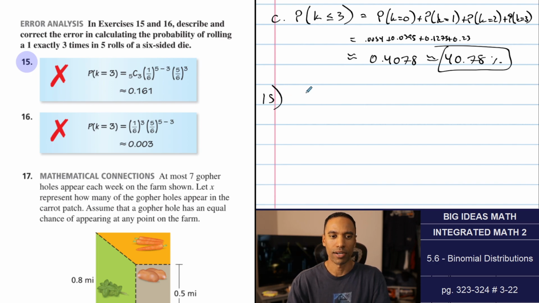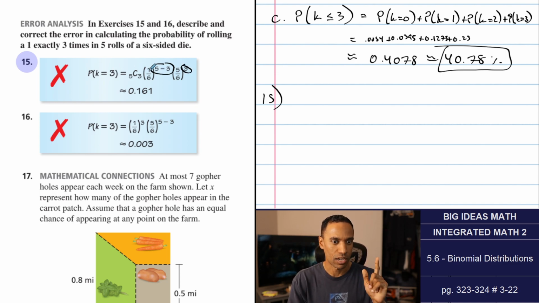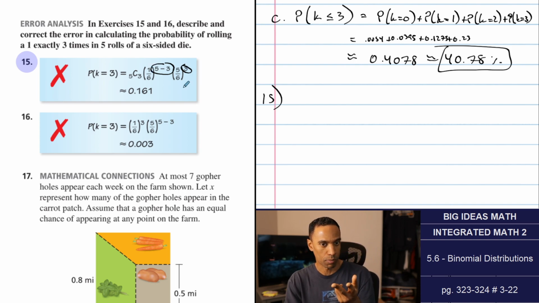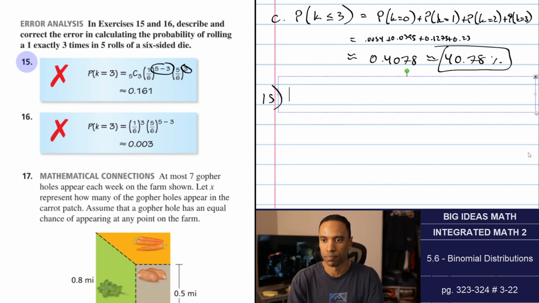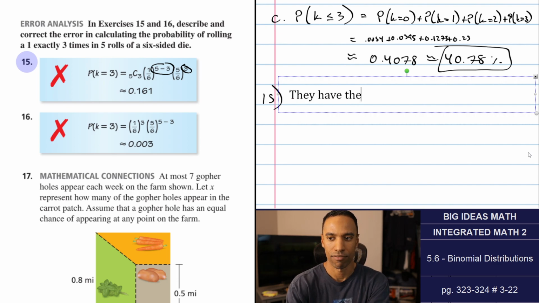Describe and correct the error in calculating the probability of rolling a 1 exactly 3 times in 5 rolls of a 6-sided die. So, a 6-sided die, the probability should be 1/6. That's good. The issue lies here, the 5 minus 3 versus the 3. Now 5 minus 3 is 2, right? But if you're rolling it 3 times, then you're getting that 1/6 chance times 1/6 times 1/6. It should be 3 of them. The others should be 2. So they have swapped that whole k and n minus k deal. They have the exponent values swapped in the formula.